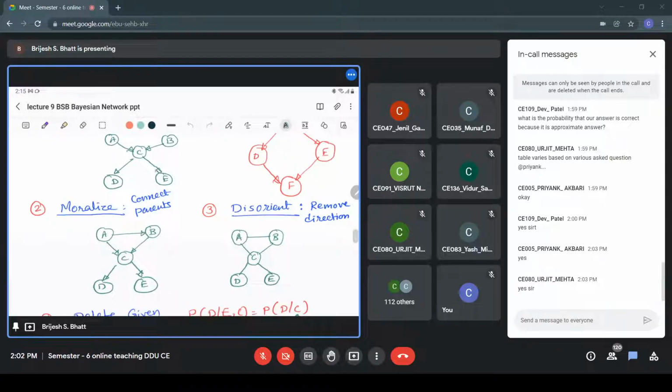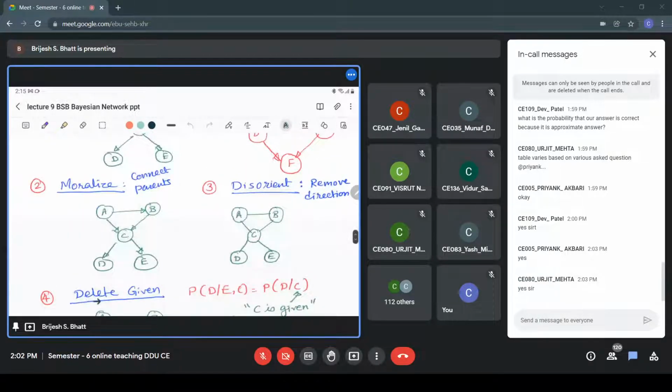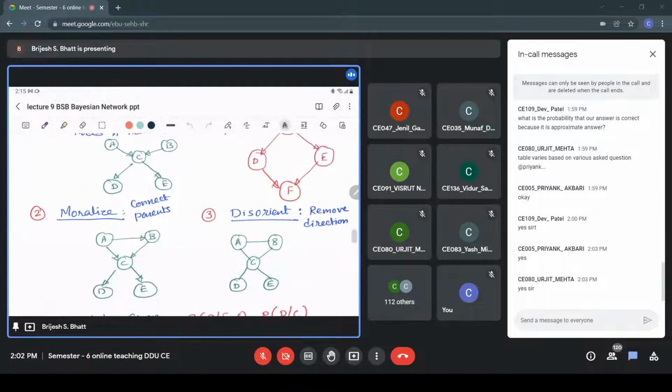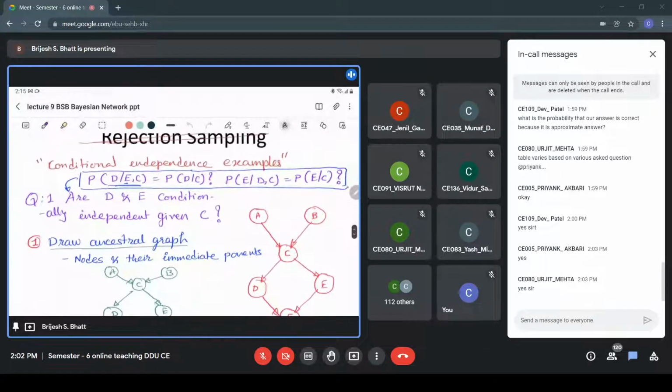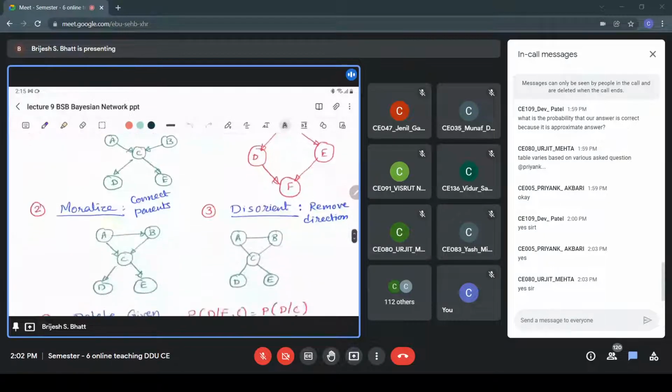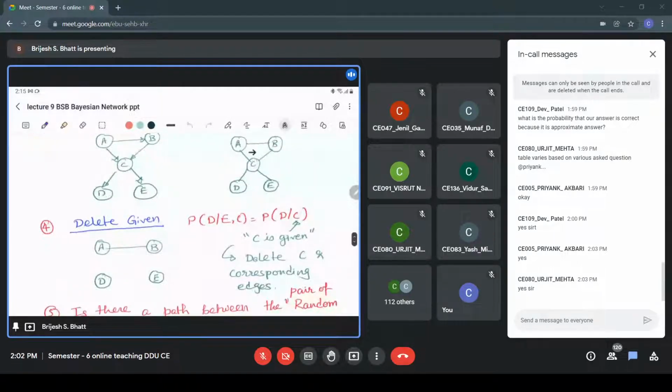Step number 4 is delete the given in the question. So our question was, are D and E conditionally independent given C? So given was C. So delete the C from this graph. Once you delete the C, what you are left with is A, B, D, and E.